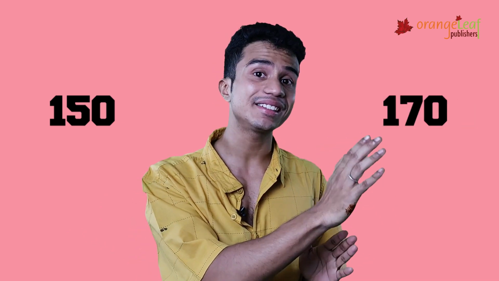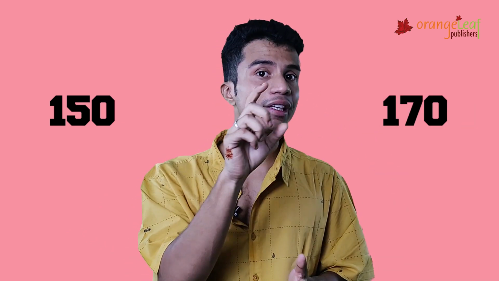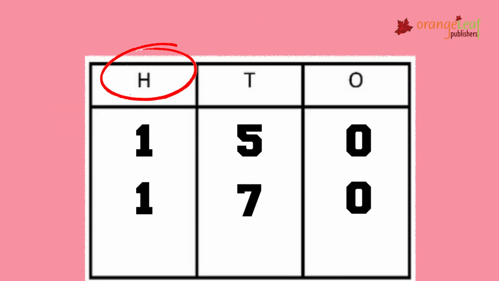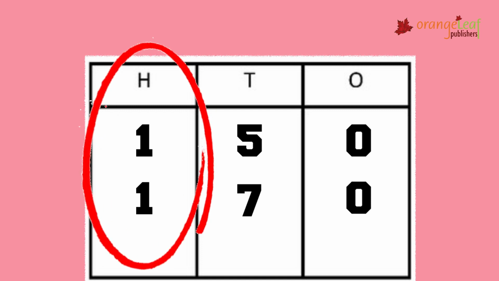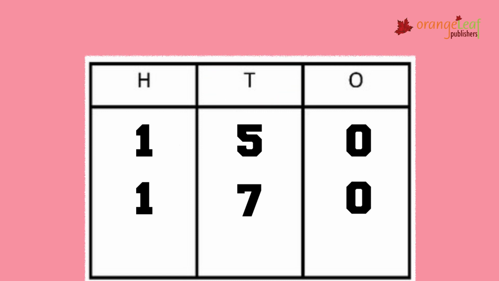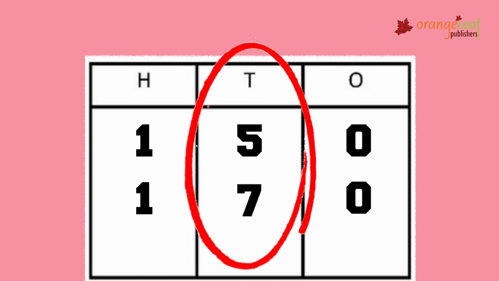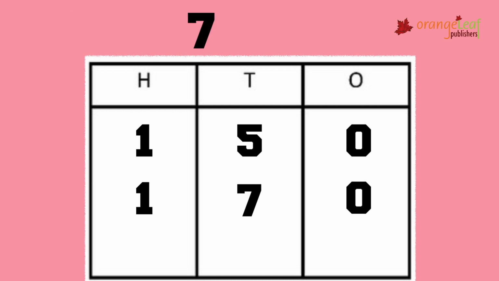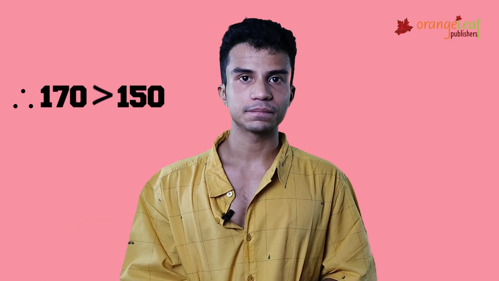Now let us compare two 3-digit numbers. Let's take the number 150 and compare it with 170. Now when we write them in the order that we have learned, which is in hundreds, tens and ones, we see while comparing that hundreds is 1 and 1, whereas in the tens place you have 5 and 7. 7 is a greater number than 5. Therefore, 170 is greater than 150.